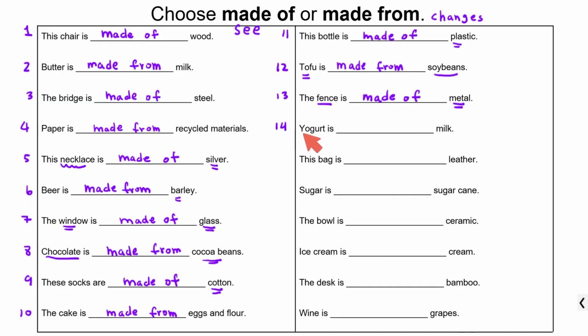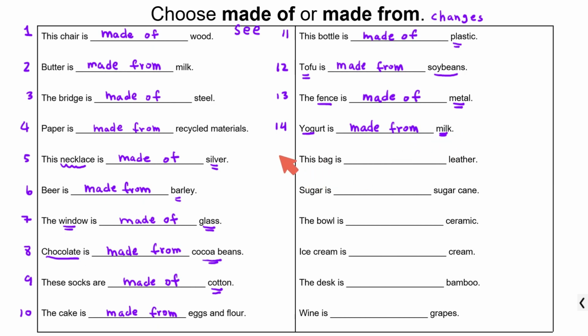All right, let's move on to number 14, we have yogurt is milk. So actually the milk changed to yogurt. We cannot see the original material. So we choose made from, and we can go ahead and nicely write it on the line. So yogurt is made from milk.